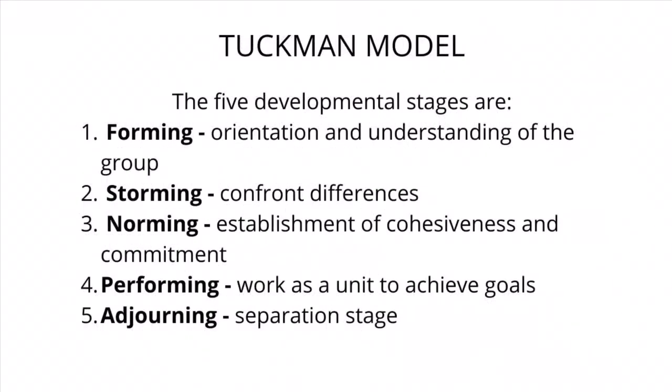The Tuckman model has 5 developmental stages: forming, storming, norming, performing, and adjourning. Number 1, forming. Here the members become oriented toward each other, work on being accepted, and learn more about the group. This stage is marked by a period of uncertainty in which members try to determine their places in the group and learn the group's rules and procedures.